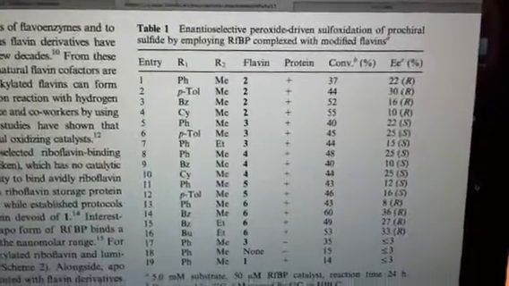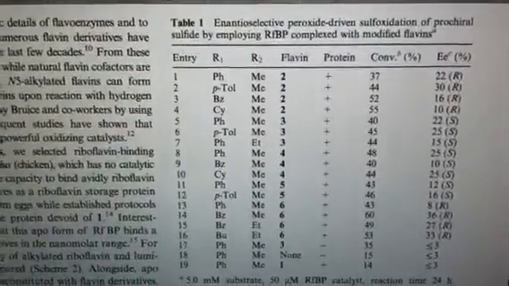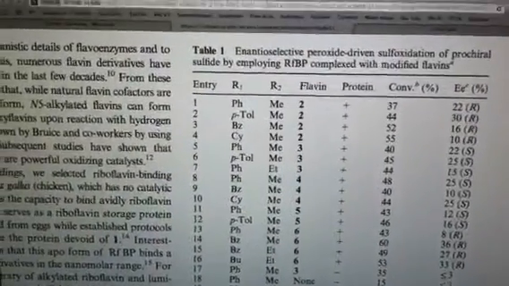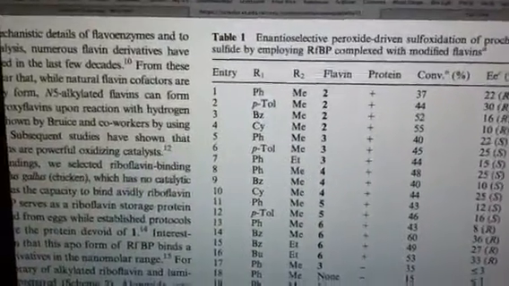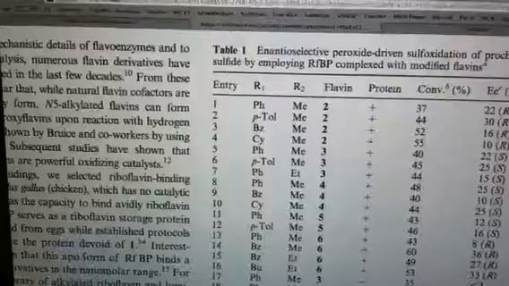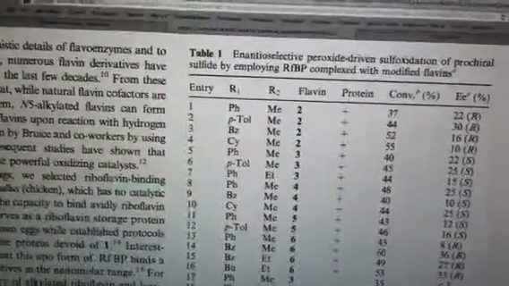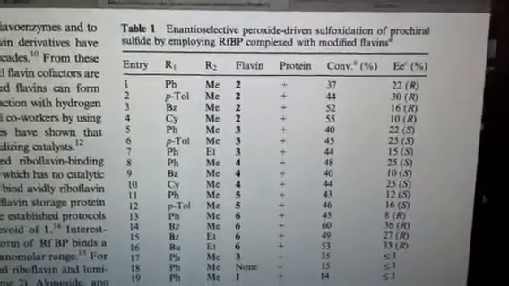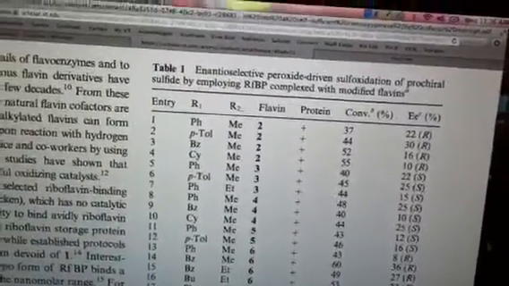I'm going to be discussing Table 1 from the paper titled Turning Riboflavin-Binding Proteins into a Self-Sufficient Monooxygenase by Cofactor Redesign. The purpose of the experiment in the paper was to determine whether monooxygenases could be prepared by cofactor design and decide if it's a viable approach to creating these artificial enzymes.